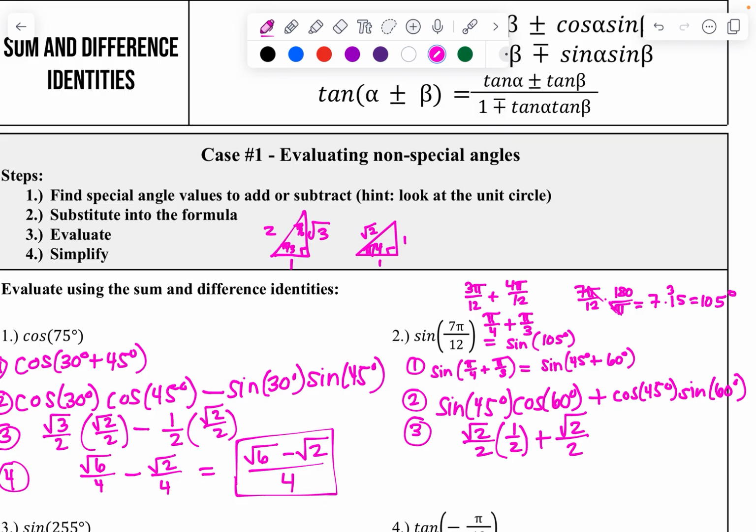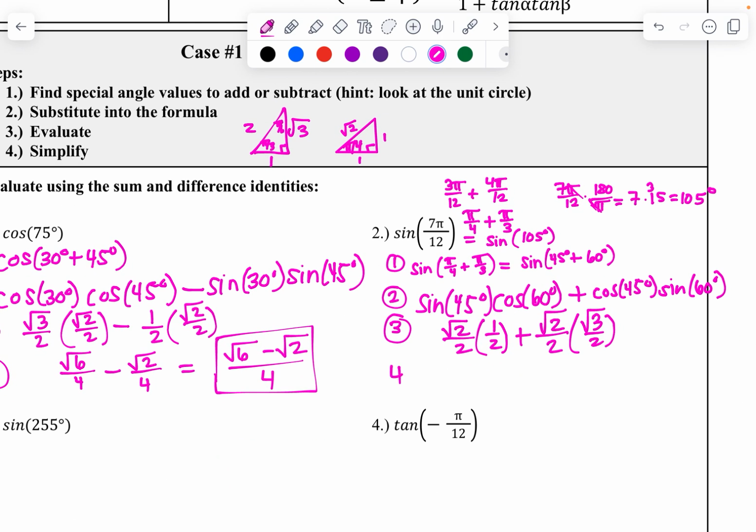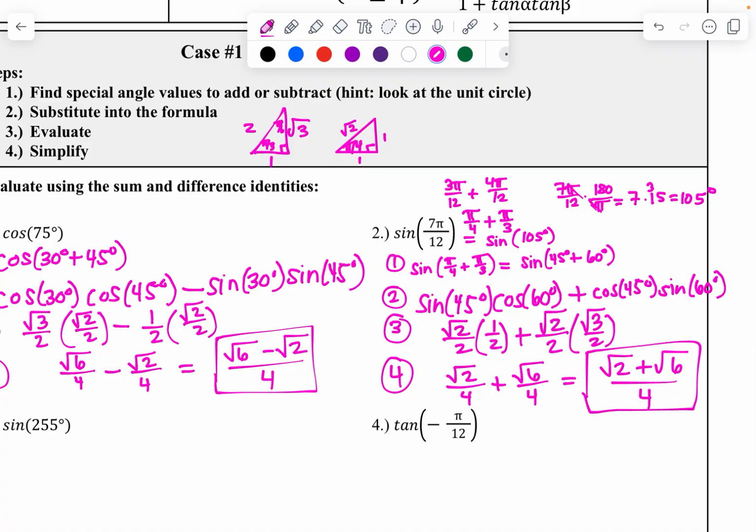And then sine of 60 degrees. So again, 60 degrees is pi thirds. Sine is opposite over hypotenuse, so square root of 3 over 2. And so if we simplify here, we get square root of 2 over 4 plus the square root of 6 over 4. And again, because we have that common denominator, we can just go ahead and put it together as a single fraction. And so that would be our answer.